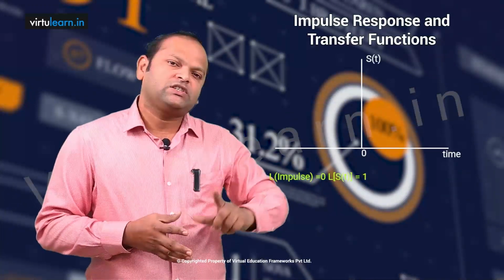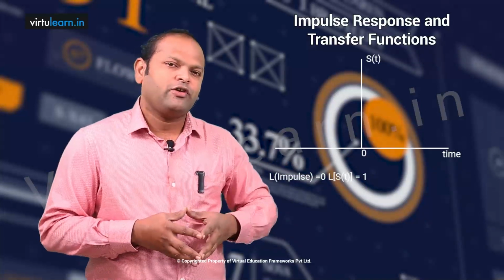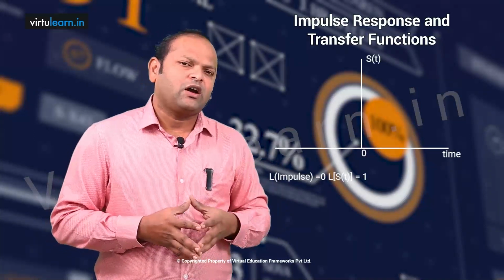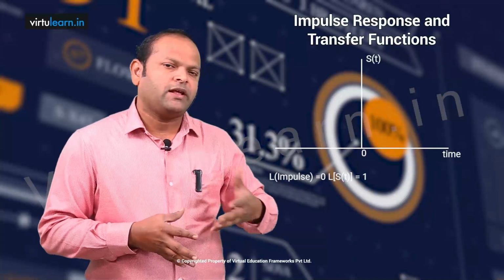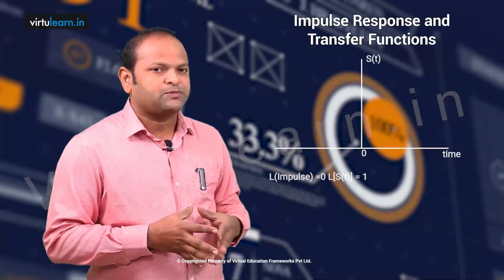The Laplace equivalent of impulse is 1, which means the input which we are giving is 1, and we need to look at what is the output of the system. We can directly say the output is C(s). When you apply the inverse Laplace transform to that, you will get the impulse response of the system.